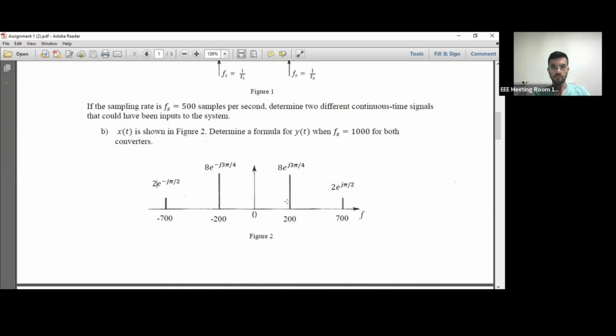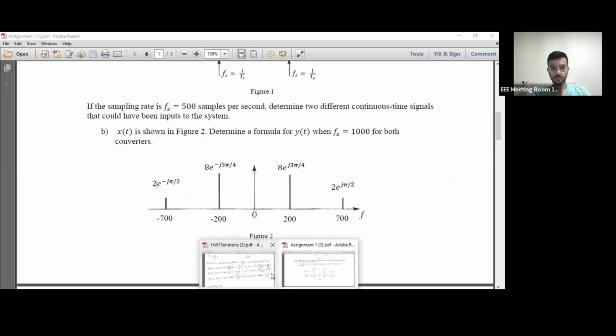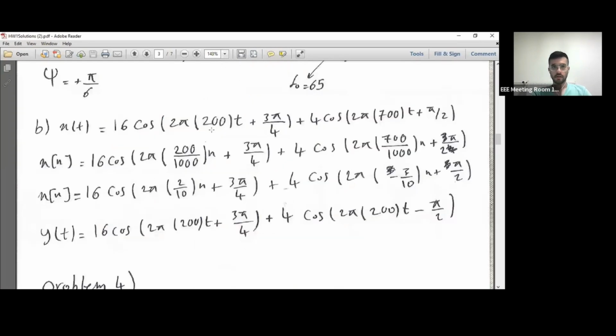We have one signal, and another signal is this one in the 200 and 700 frequencies. So we put 200 and 700 here, and coefficients as 16 and 4. Then we will divide by 1000 because in part B the sampling rate is 1000. So we will have this equation. After that, we have this one.